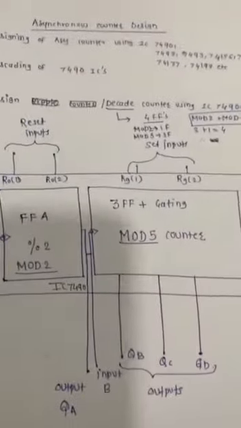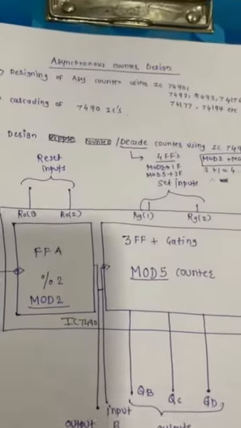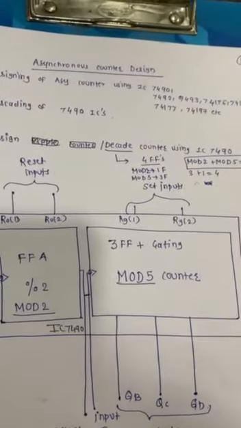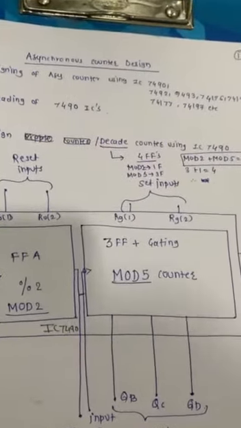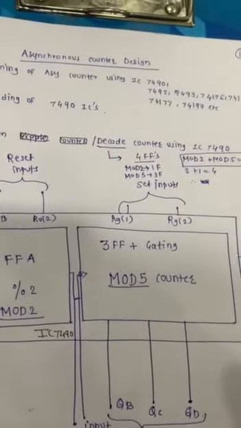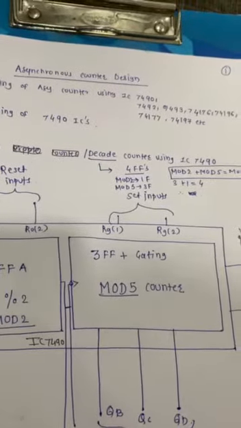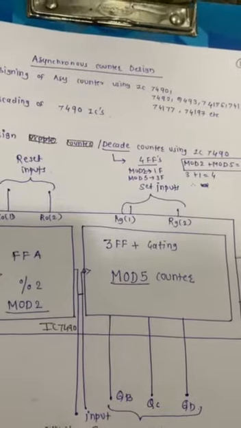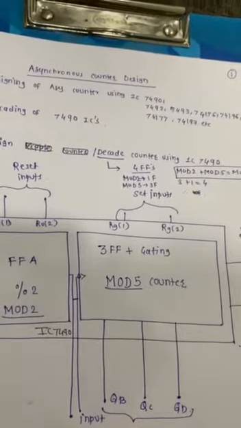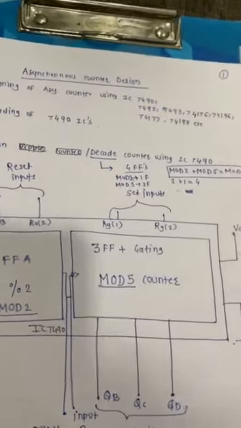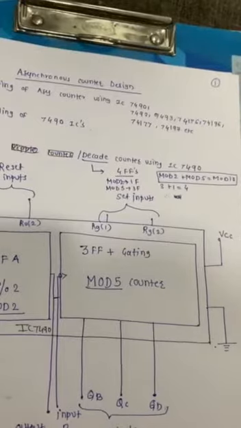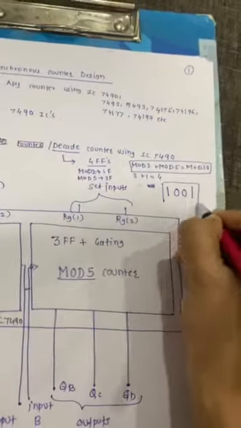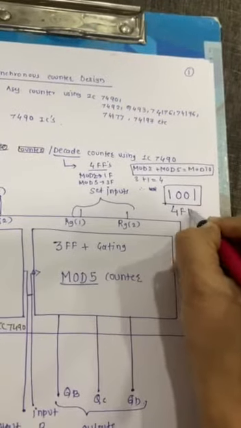So here in asynchronous counters, the first one we are always going to study is the decade counter, which has 10 states. For 10 states, how many flip-flops do we need? To give the numbers 0 to 9, that is up to 1001. So how many flip-flops are there? We need 4 flip-flops, right?